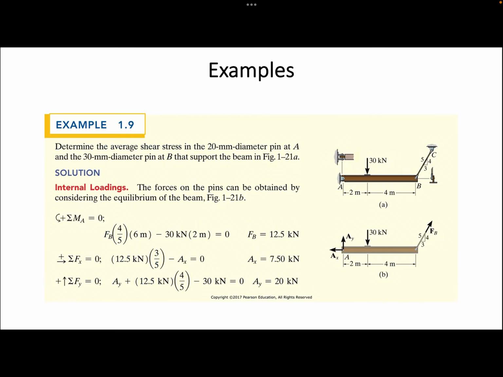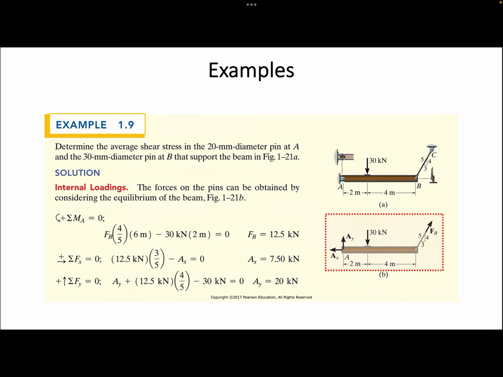Second, we notice the difference between the pin at A and the pin at B. Specifically, while the pin at A is supported by double shear forces on two surfaces, the one at B is supported by a single shear force on one surface only. So we should take that into account later on. For now, as discussed, let us draw the free body diagram for the beam to find the support reactions at pin A and pin B.